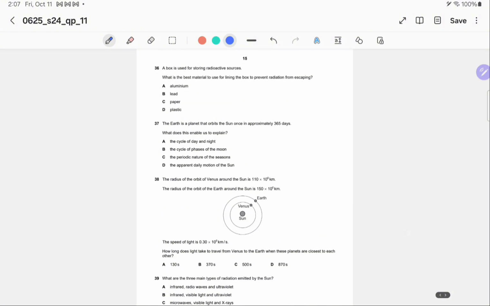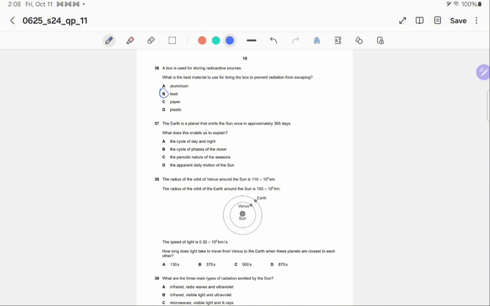Now the 36th. A box is being used to store radioactive sources. What is the best material used for lining the box to prevent radiation from escaping? It should be a corrosion resistant material, and it should also be malleable, because it should be pressed into any shape without breaking. I think I will go with lead. It's the best material because it's corrosion free.